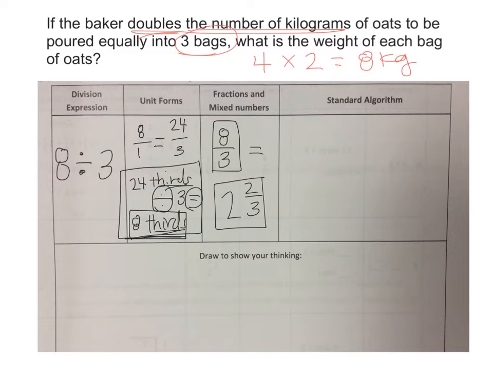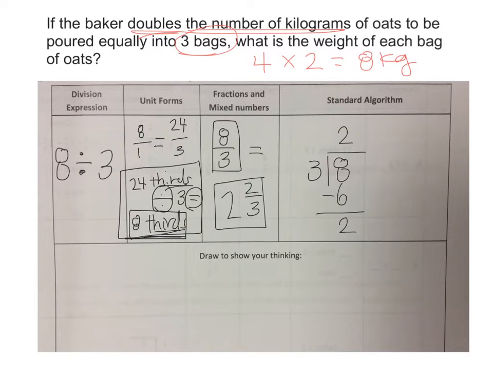Okay. Now let's write it as a standard algorithm. 8 divided by 3. Which number goes into the house? 8. Which number is knocking on the door? 3. Okay, now let's divide. Dad divides. 3 goes into 8 how many times? 2. Mom multiplies. 2 times 3 is? 6. Sister subtracts. 8 minus 6 is? 2. And then brother brings down.